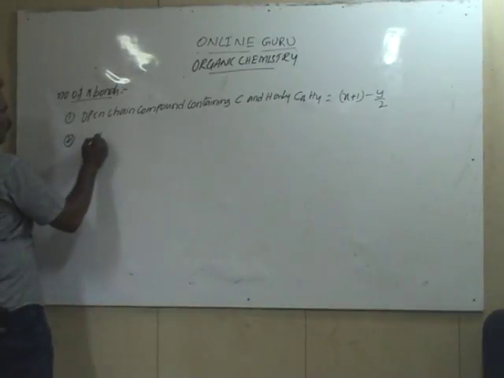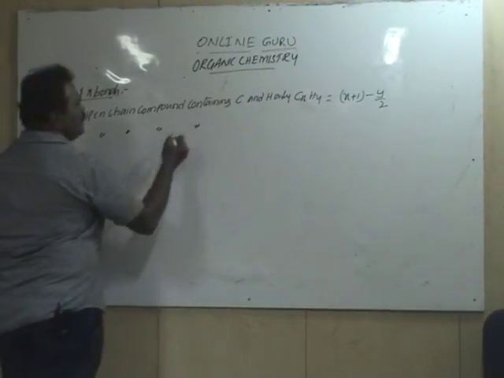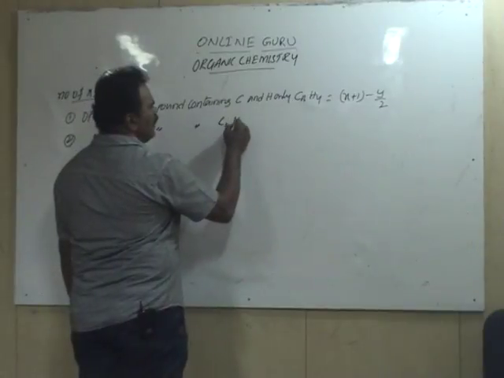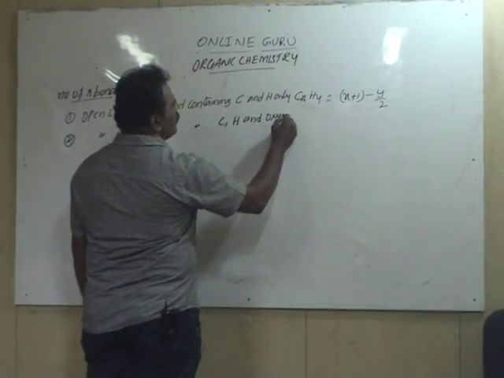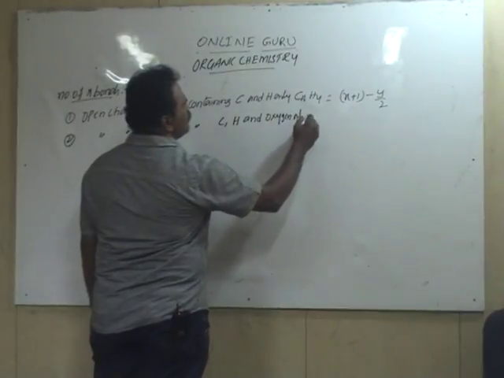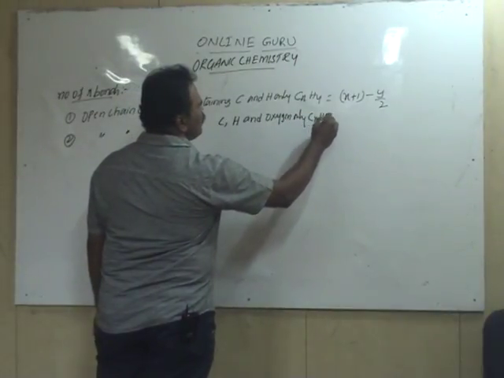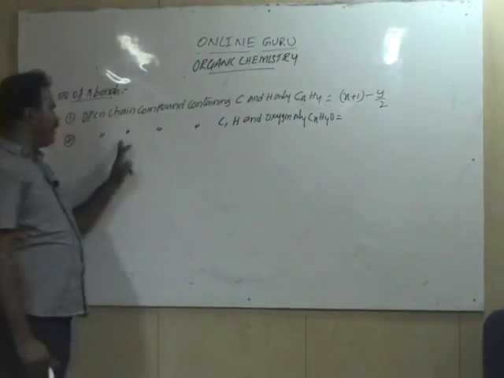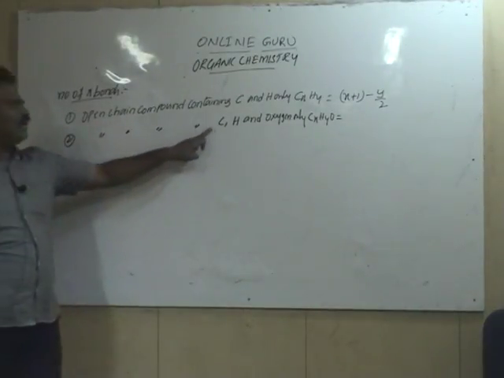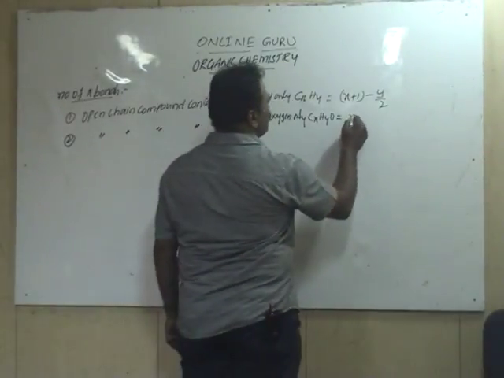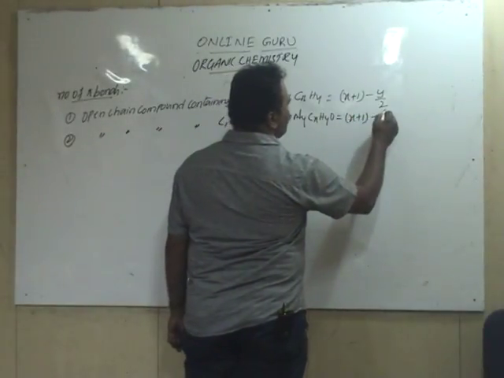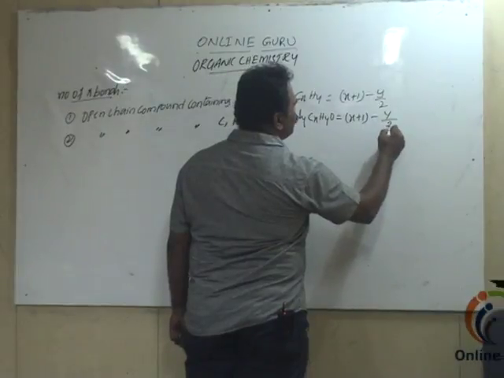Second one, open chain compound containing carbon, hydrogen and oxygen only, CxHyO. Open chain compound containing carbon, hydrogen and oxygen only. The same formula applies, x plus 1 minus y by 2.